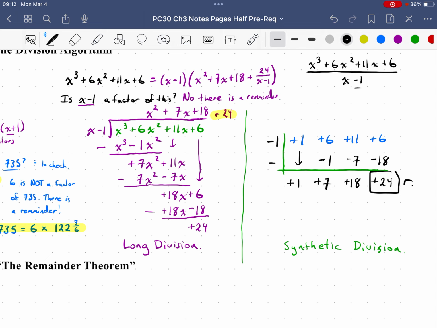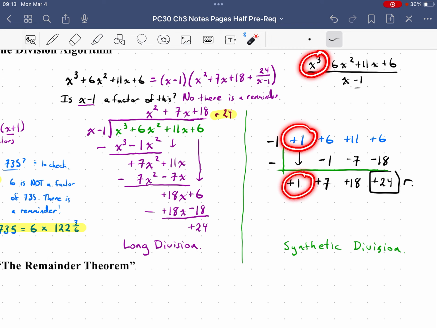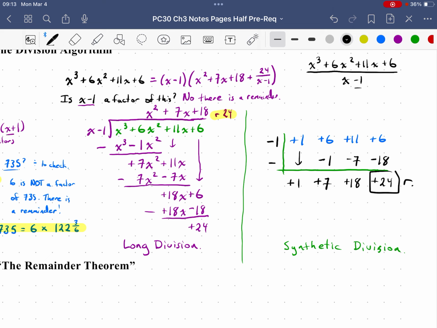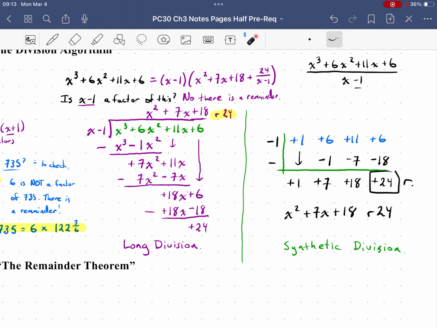Now, this synthetic division is much easier to do. What this means is this is our polynomial as an answer, and this will be 1 degree less than this. So this was our coefficient for x cubed, so this is going to be our coefficient for x to the power of 2. So it's going to be x squared plus 7x plus 18 with the remainder of 24. Notice that that is the same answer that we got right here.